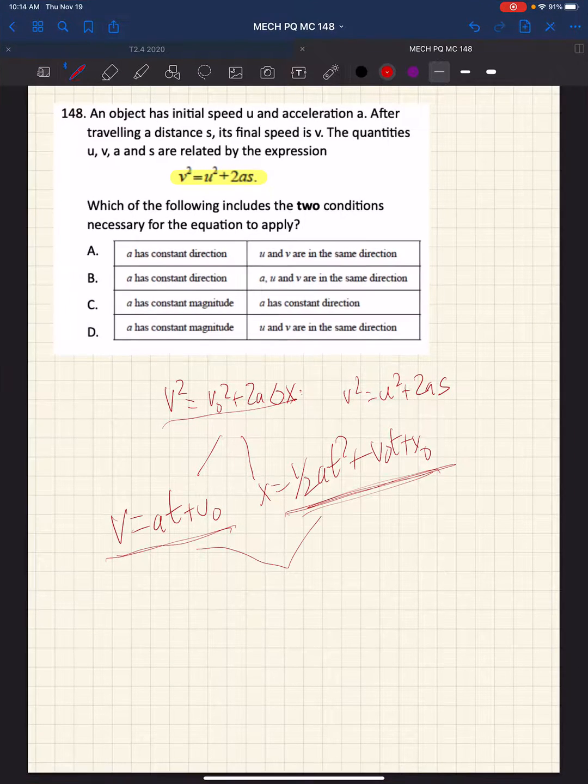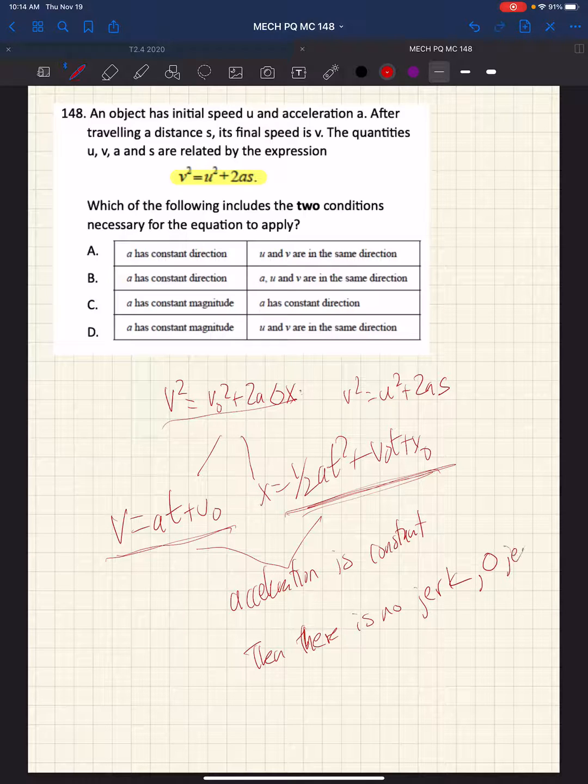And that fundamental assumption is that the acceleration is constant. If the acceleration is not constant, then there is jerk. So if the acceleration is constant, there is no jerk, or zero jerk. And so if there's zero jerk, it doesn't need to be taken into account with this formula. So in any case, the acceleration must be constant is the key assumption for both of these formulas.